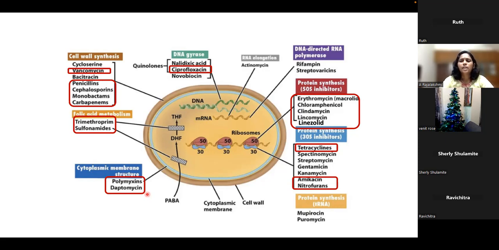So let us touch upon all this in a couple of slides each and understand the mechanism and resistance before we go into the large group, that is beta-lactam. So remember, all those that act on the cell wall usually kill the bug immediately, and these are cidal drugs, including daptomycin and polymyxin.